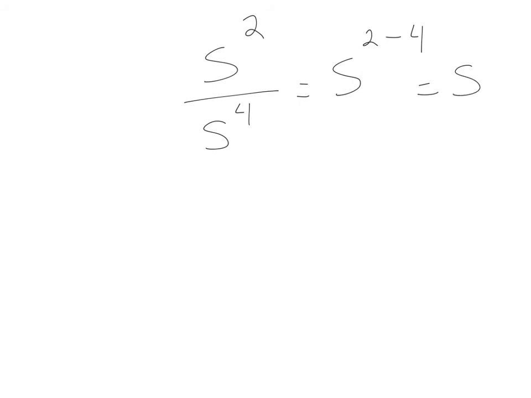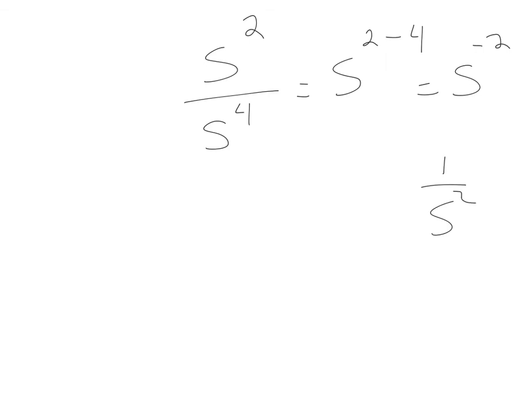Now with this, there are times you're going to get negative exponents. For instance, if I have s to the 2nd power and I'm dividing that by s to the 4th power, we would write that out as s to the 2 minus 4, which is going to be s to the negative 2nd power, which we've learned is really 1 over s squared.